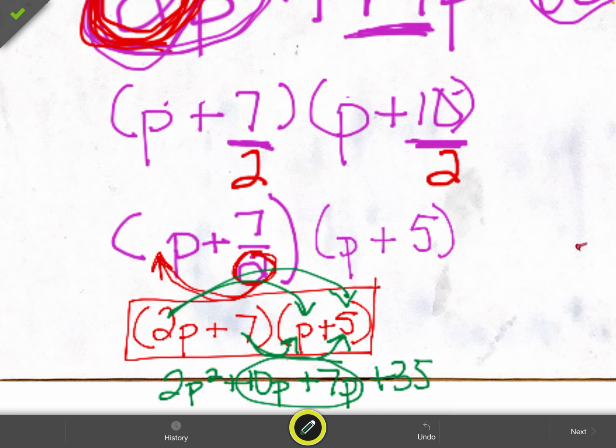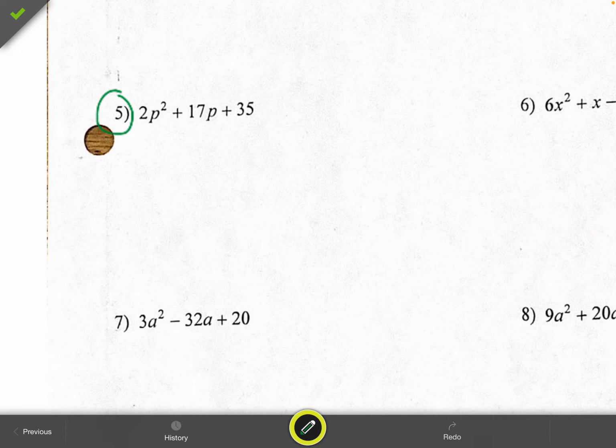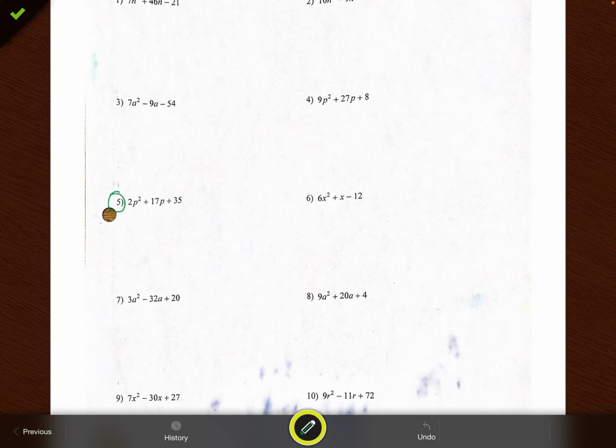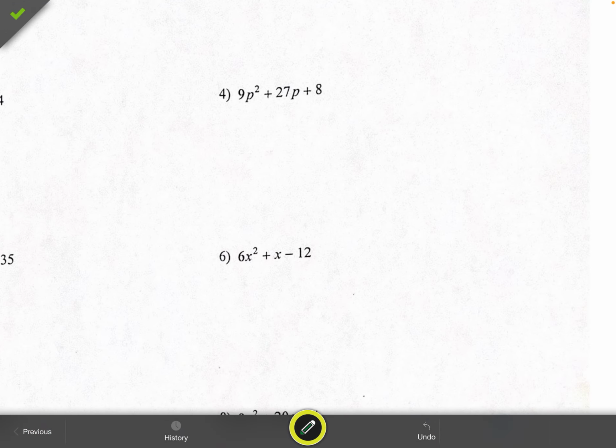All right, so let's look at a few more examples. We're not going to do all of these because once you get the hang of it, you just got to keep practicing. We already did number 5. That's the one we just did. So let's look at number 4. 9p squared plus 27p plus 8. So first thing we're going to do, parenthesis, parenthesis. They're using p again. P must be their friend today.